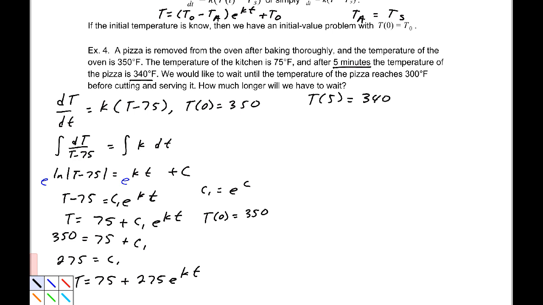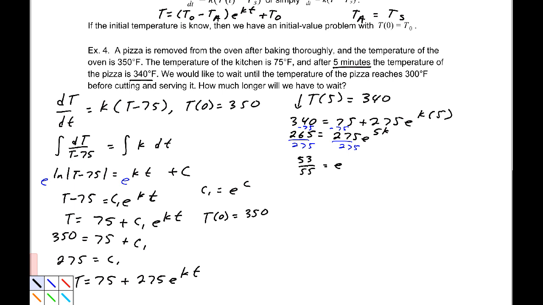So let's take this equation, apply it to that. T of 5 equals 340, so this is going to be 340 equals 75 plus 275 e to the k times 5. All right, let's see, subtracting 75 from both sides, we get 265 equals 275 e to the 5k. We'll go ahead and divide by 275, which reduces to 53 over 55. And that is e to the 5k.